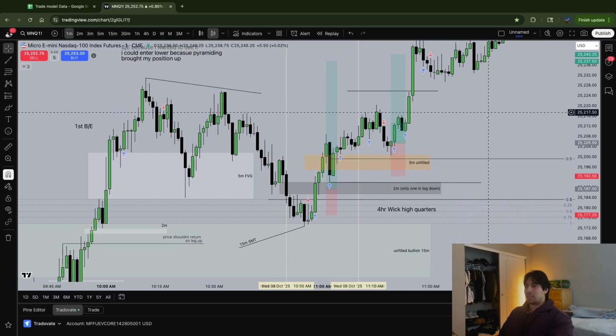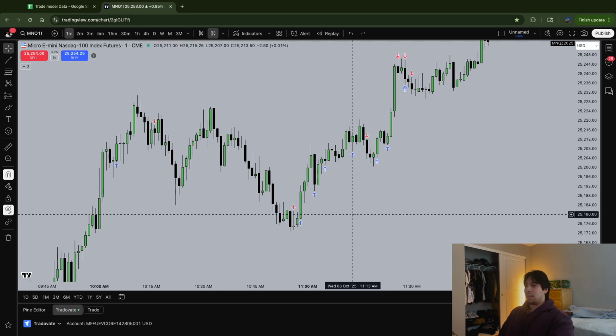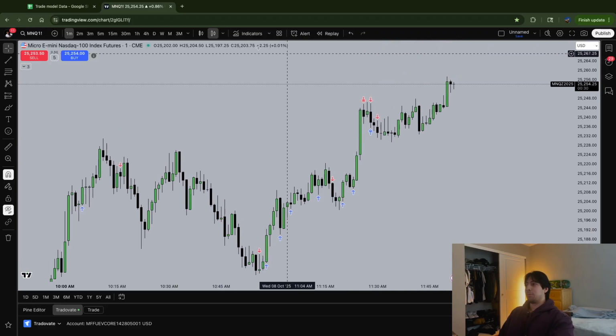So, what does this look like right here? We take off all the charting, all the noise. Can't take off the executions. This looks like a market maker buy model, right? Internal swept, and we should move higher.